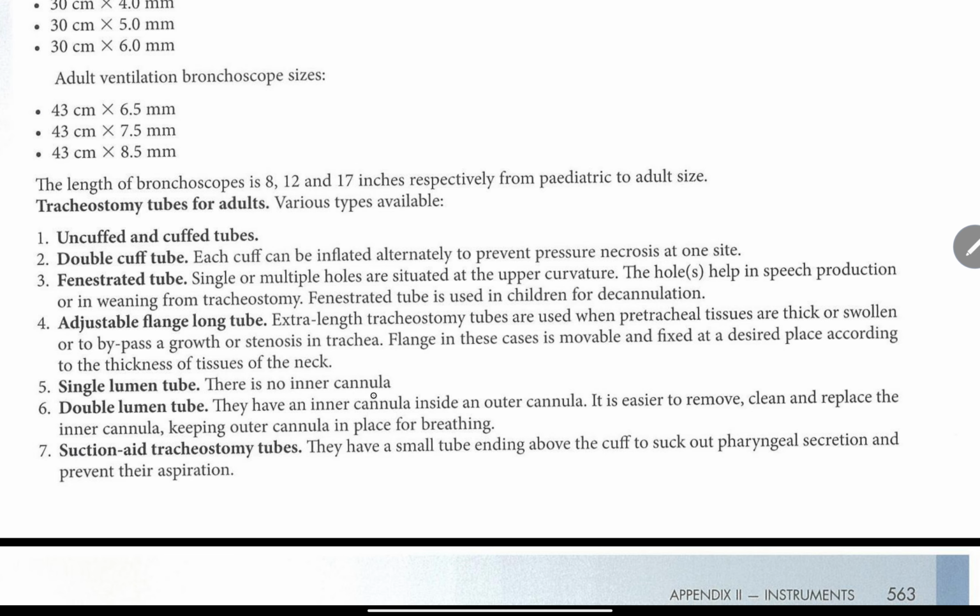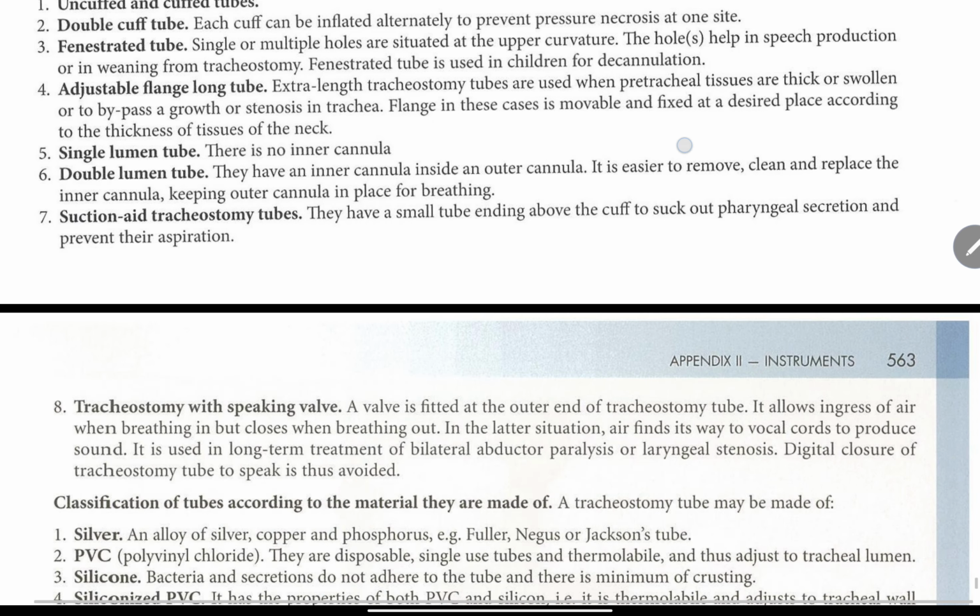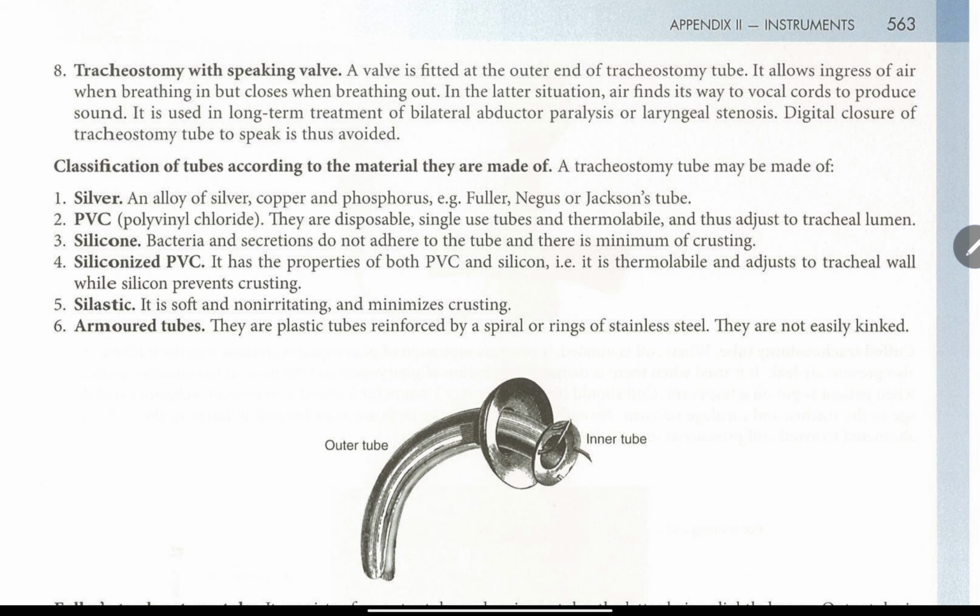There is no inner cannula. Double lumen tube. They have an inner cannula inside an outer cannula. It is easier to remove, clean, and replace the inner cannula, keeping outer cannula in place for breathing. Suction aid tracheostomy tubes. They have small tube endings above the cuff to suck out pharyngeal secretions and prevent their aspiration. Tracheostomy tube with speaking valve.